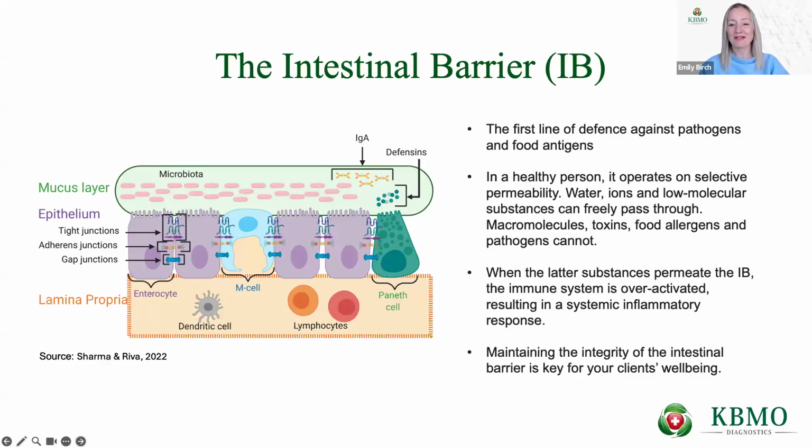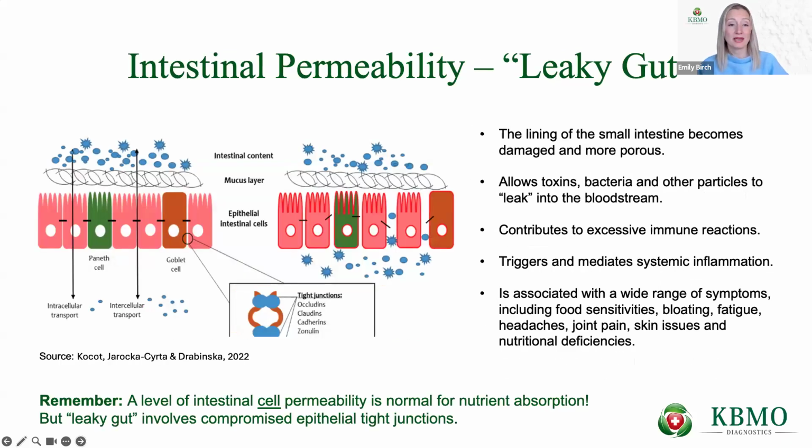Permeate the intestinal barrier, the immune system is overactivated. And what happens then is essentially a systemic inflammatory response. And this is why maintaining the integrity of that gut barrier is absolutely key for your client's well-being. So what happens then when it becomes permeable, when it becomes leaky?